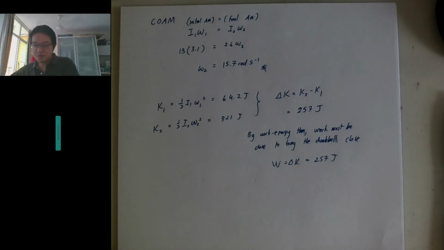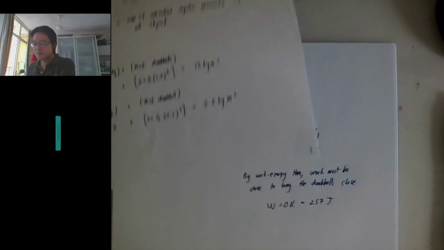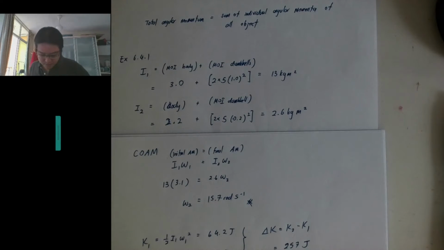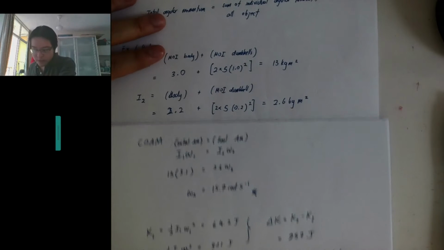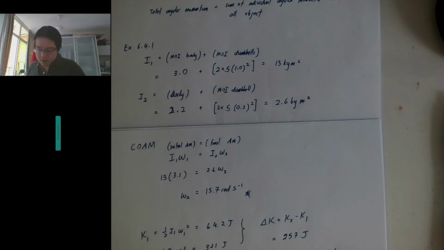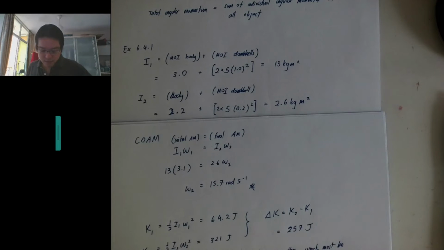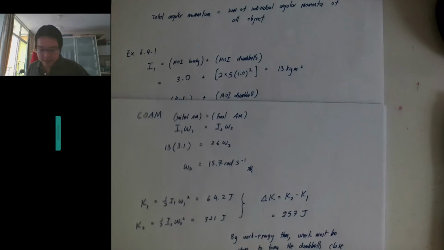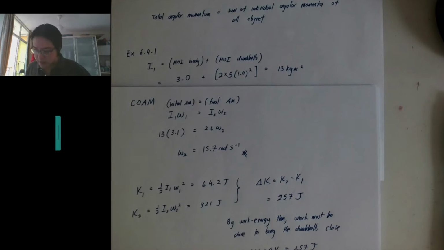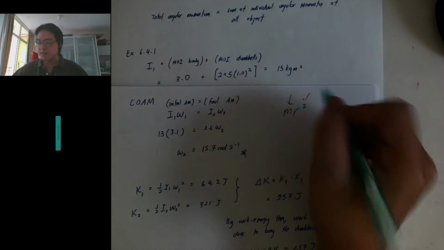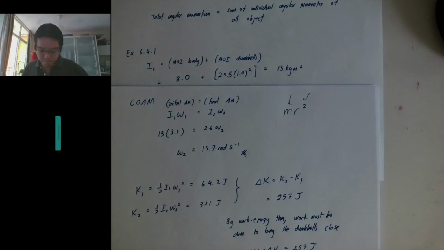Show the last page. You mean this page, or previous page, or last page? When the dumbbell goes outside, the energy is lost. Yes. To get the moment of inertia of the dumbbell, it is m r square: the mass of the dumbbell times the distance of the dumbbell from the axis.